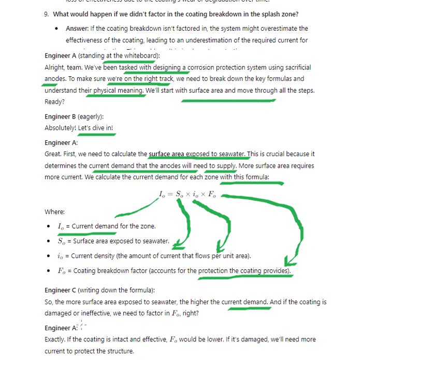And if the coating is damaged or ineffective, we need to factor in F naught. If your coating is damaged, it will have a higher factor. If the coating is intact and effective, F naught would be lower, so the current demand will be less. If it is damaged, we need more current to protect the structure.